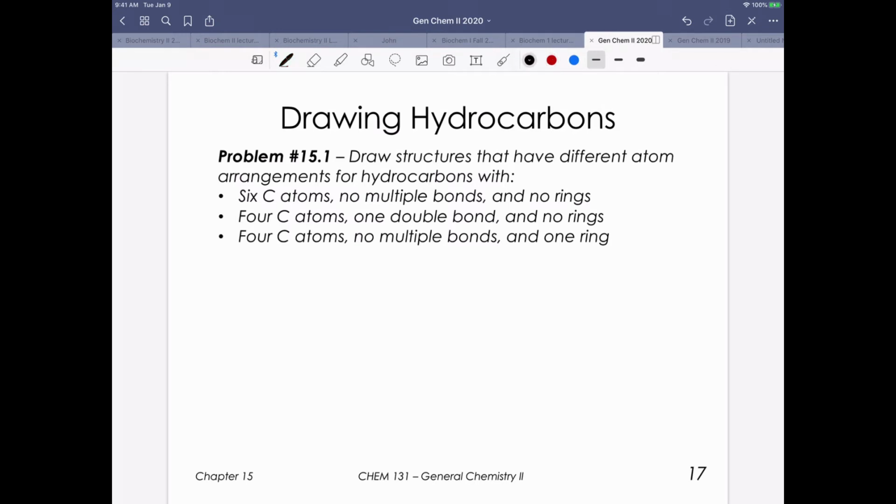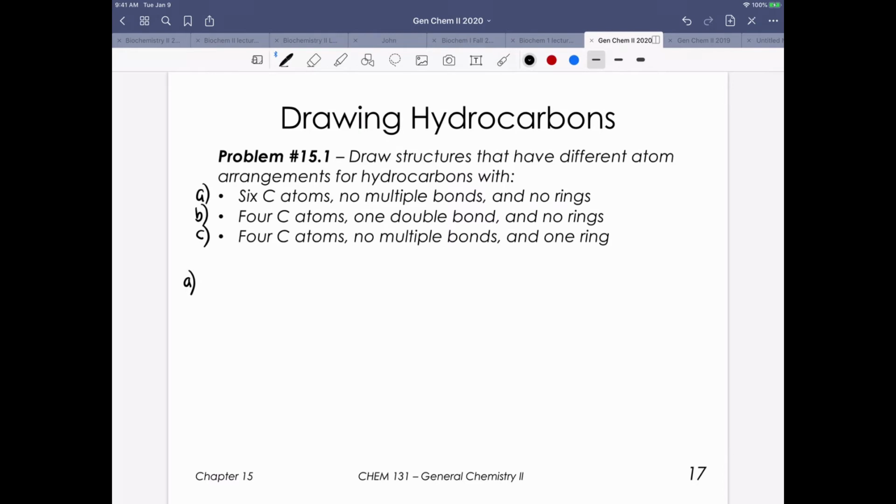So this first problem has us drawing different isomers. So we want to draw different isomers. So same parts, but drawn in different ways. And the best strategy I can give you for this kind of a problem is to be systematic for it. So again, let's call this A, B, and C here for these different parts. For A, we want to draw something that has 6 carbon atoms, no multiple bonds, and no rings. Okay, and we're going to draw these as skeletal structures too. I don't want to waste the time trying to draw these as Lewis structures.